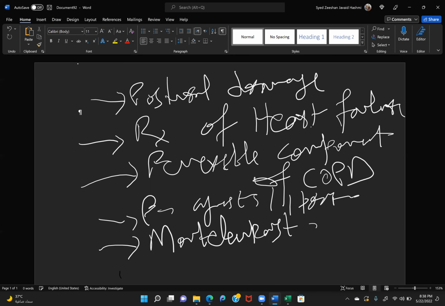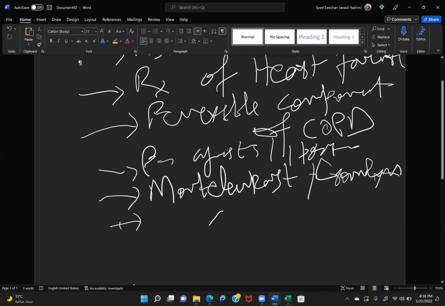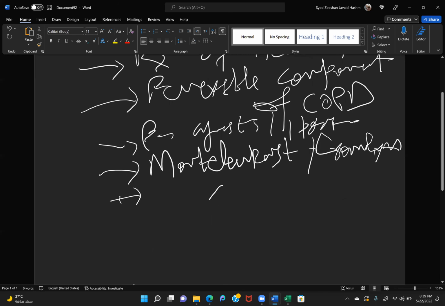Membrane stabilizer agents, both in asthmatic patients and COPD, and cromolyn sodium. They don't have any role in acute management, but they have a role in the maintenance and optimization of the chronic patient.